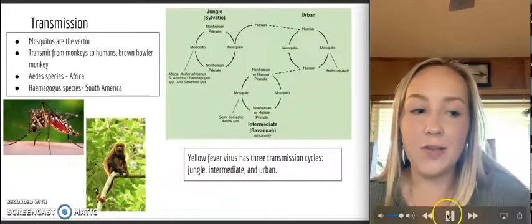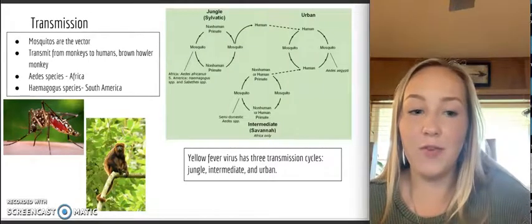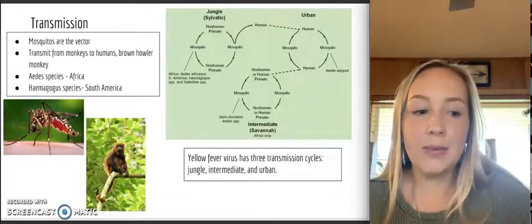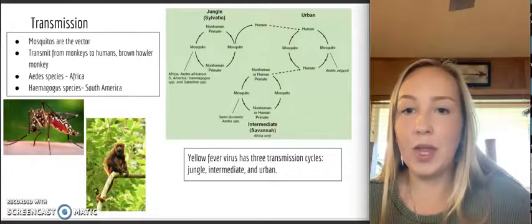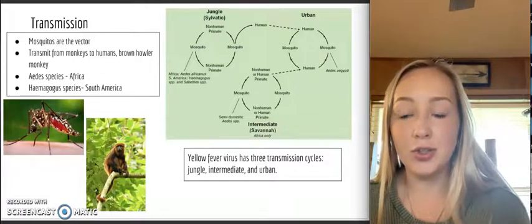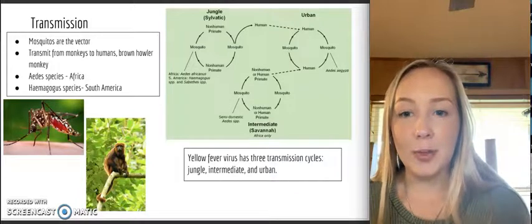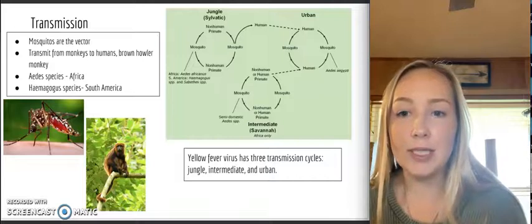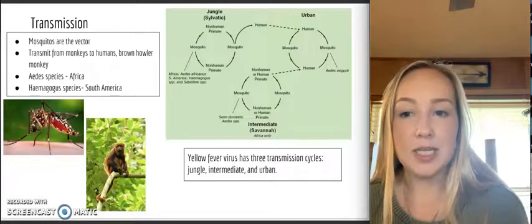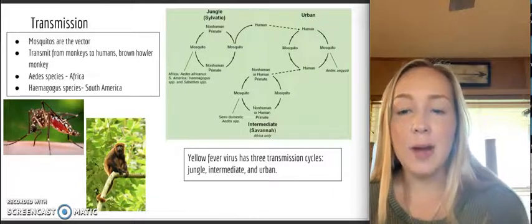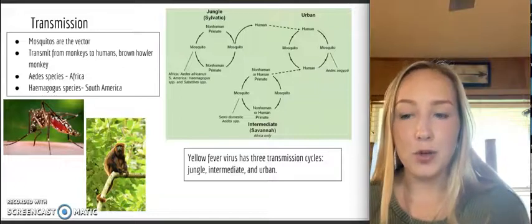Transmission of yellow fever involves mosquitoes. Mosquitoes are the vector for yellow fever, and different species of mosquitoes depend on which part of the world you are in. Yellow fever virus has 3 transmission cycles: jungle, intermediate, and urban. The jungle cycle involves transmission of the virus between non-human primates, for instance monkeys, and mosquitoes found in the forest canopy. The virus is transmitted by mosquitoes from monkeys to humans when humans are visiting or working in the jungle.